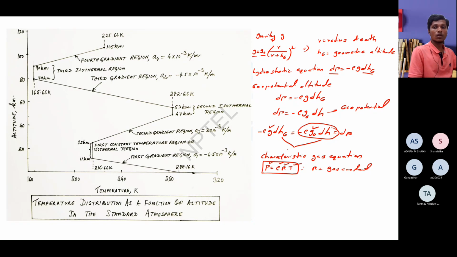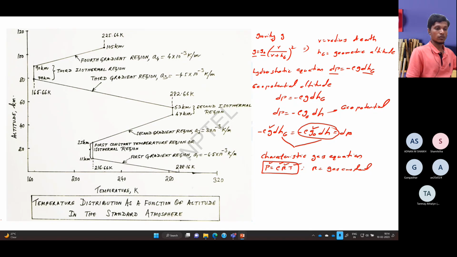Using all these basics, in the lecture the professor framed the equations for how the pressure and the temperature vary with respect to the altitude. Using all these equations he derived that. I will show you in the next slide what equations we are interested in.